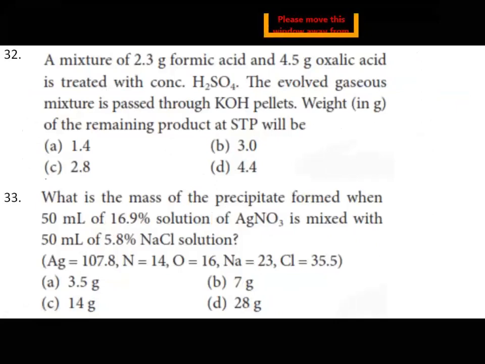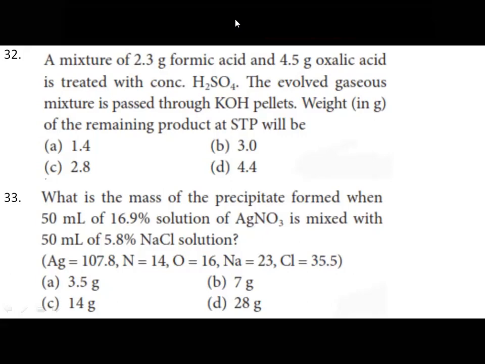Next question. A mixture of 2.3 grams formic acid and 4.5 grams oxalic acid is treated with concentrated sulfuric acid. The evolved gaseous mixture is passed through KOH pellets. Weight in grams of the remaining product at standard temperature and pressure. See, very beautiful question. Organic chemistry question is being put under this inorganic part.